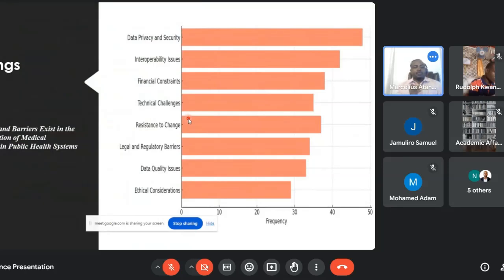The third question was, what challenges and barriers exist in the implementation of medical informatics in the public health system? And the data established that data privacy and security is one of the biggest challenges and barriers that we have. It also indicates interoperability issues. What does this mean?